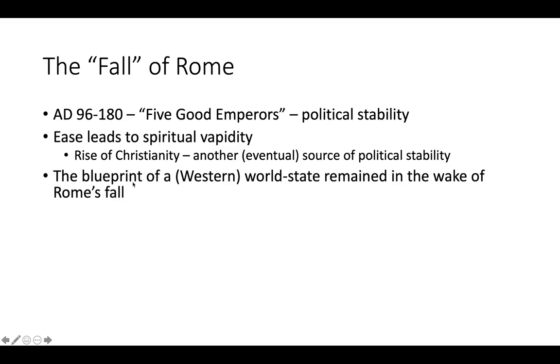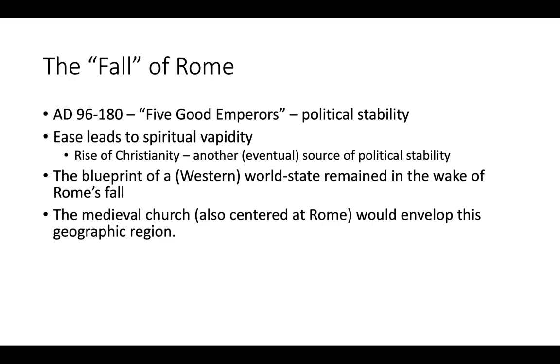But after it falls, the blueprint of the Western world state remained in the wake of Rome's fall. Even after it fell, people remembered what Rome was because it had such a vast influence. And so this idea of what was possible remained. In the blueprint of that fallen empire, another political body rises to take over a little bit. This is not exactly a politically led power, although it has political aspects to it, but a religiously led power. The medieval church centered at Rome, the Vatican, would envelop the geographic region and reach that the Roman Empire also had at one point. So the transfer of power exists here.